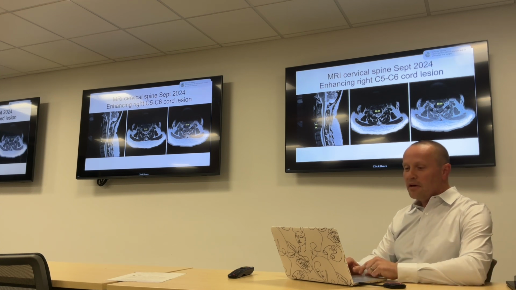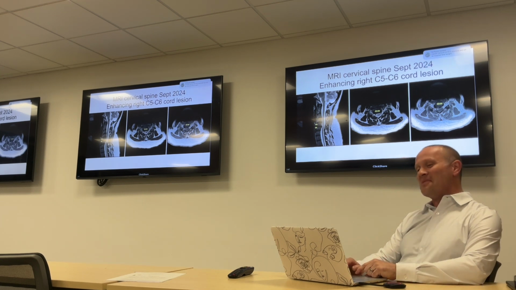Anyway, so it does all communicate. Here's my proof that the CSF does communicate between the brain and the spinal cord. It's all the same fluid.